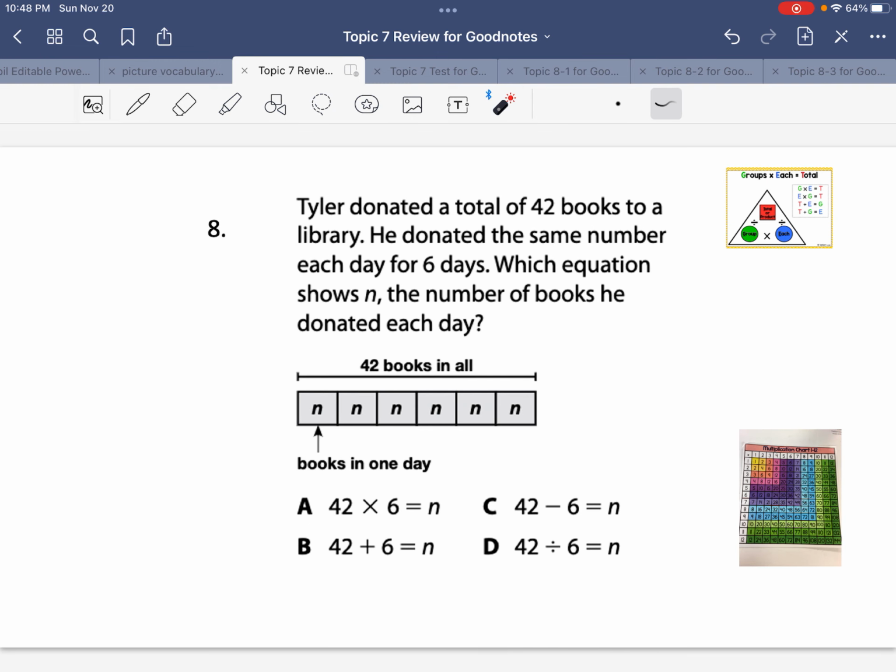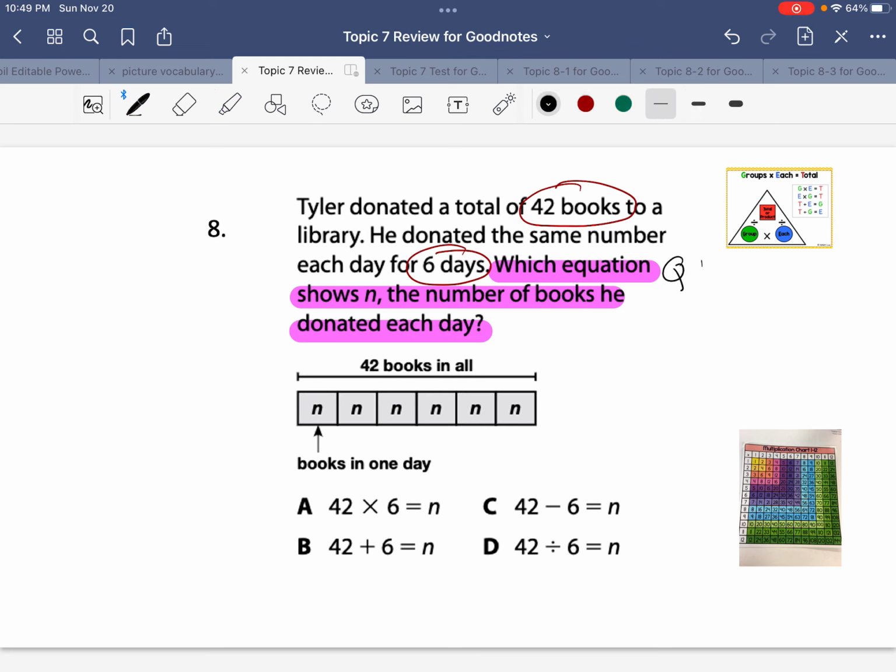Okay, next one. Tyler donated a total of 42 books to a library. He donated the same number each day for 6 days. Which equation shows n, the number of books he donated each day? So I'm going to do my cubes. 42 books, 6 days. Underline my question. Which equation shows n, the number of books donated each day? I'm going to rewrite my question. Number of books donated each day.